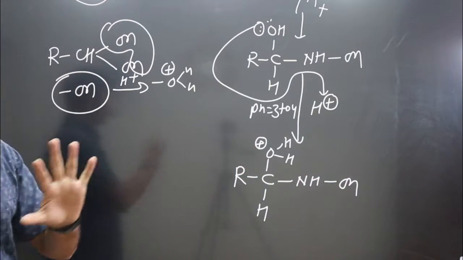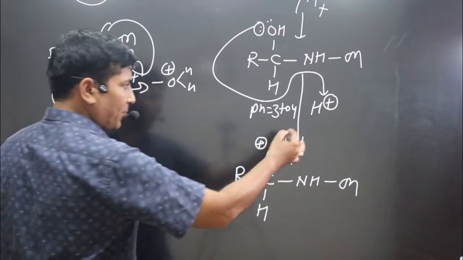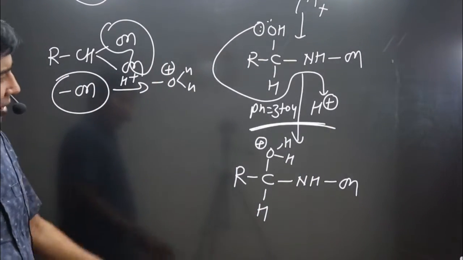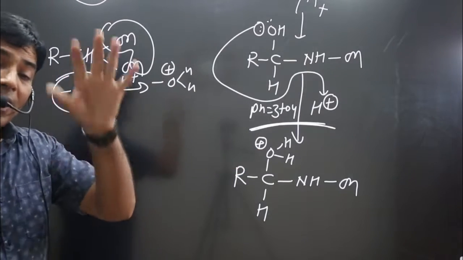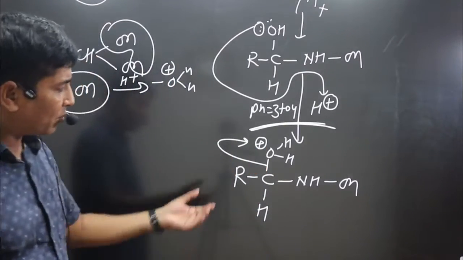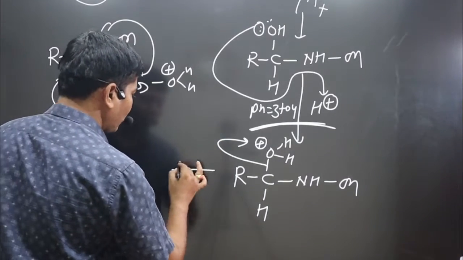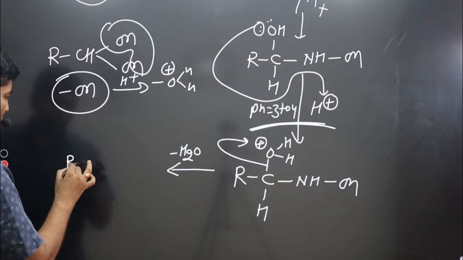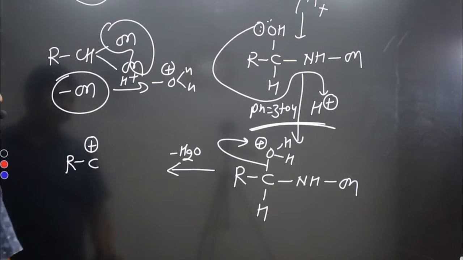Now you can see it is a better leaving group. Keep in mind this is the step from which we start the reaction in acidic medium. Oxygen having positive charge is highly unstable, so being more electronegative than carbon, it pulls the electron density. From here we remove a water molecule. Okay, it is removed. But now carbon is losing electron density, so it will carry positive charge.